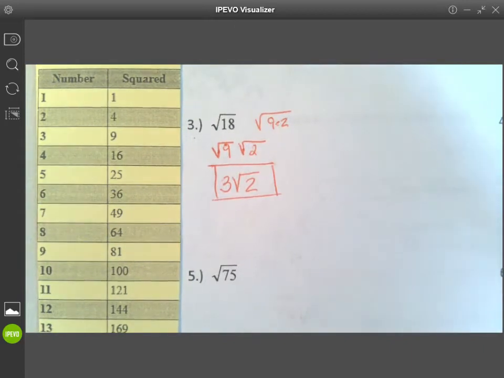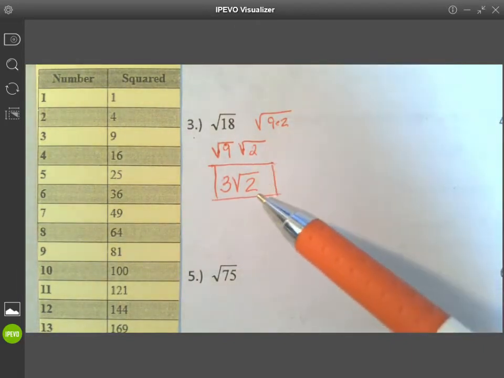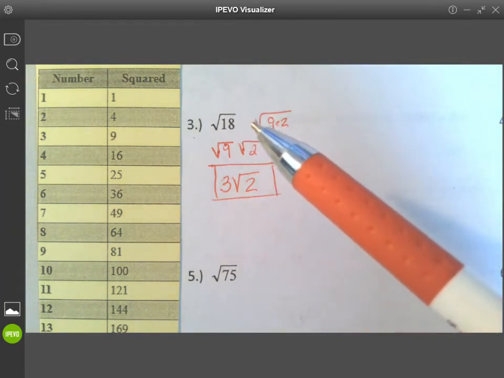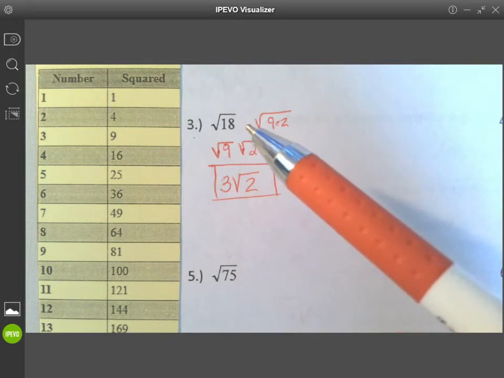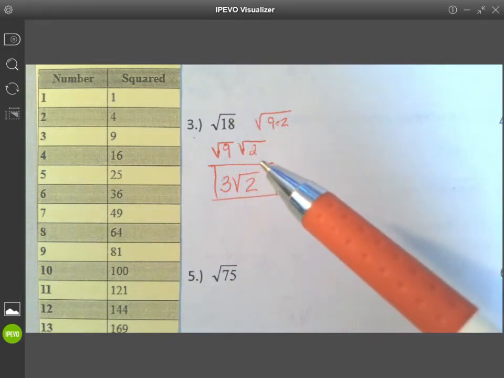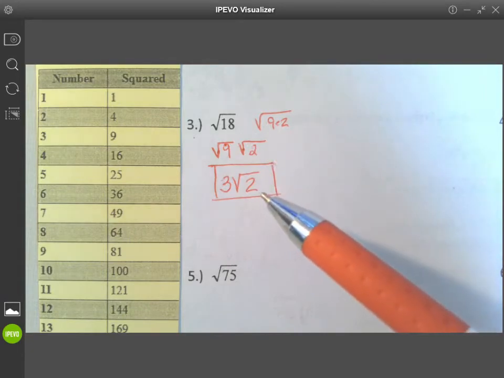Now, this is what most kids look at and say, how is this simpler than the square root of 18? And the idea is like reducing a fraction, right? You take out the common factor. We are taking out a perfect square. So what's left underneath the square root is smaller.